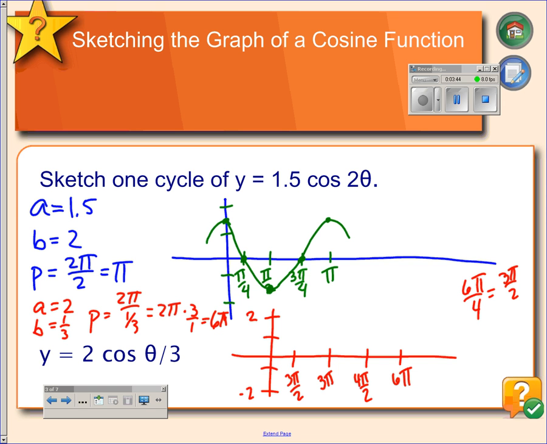Okay, so our graph is going to start at a maximum of 2. We'll go to equilibrium, minimum value, equilibrium, maximum value, and then you draw the curve, like so.